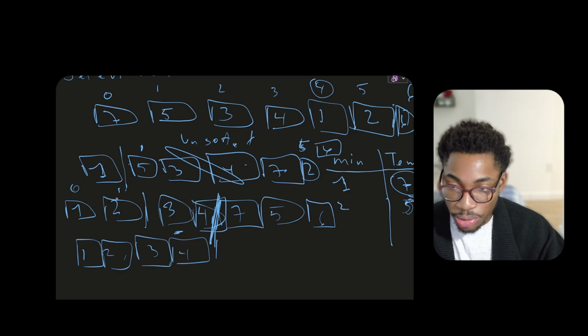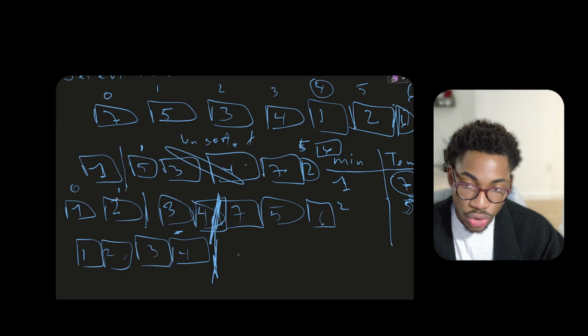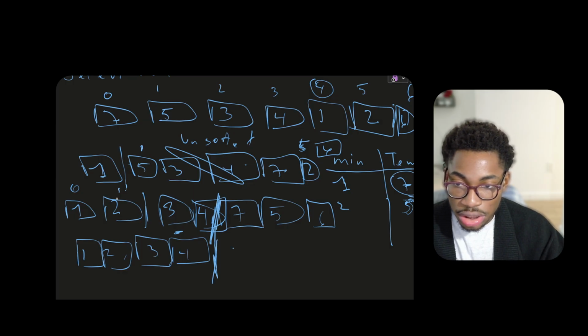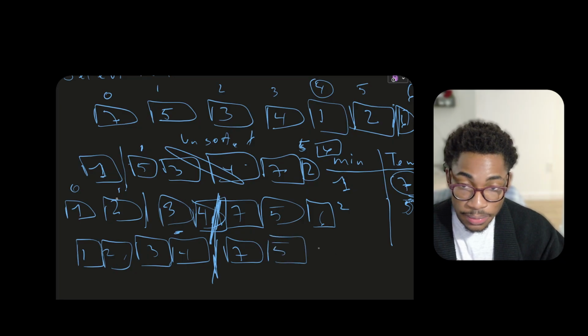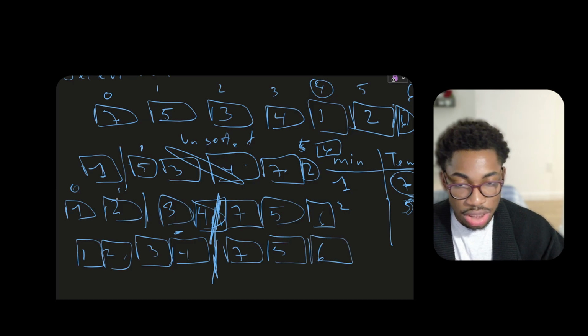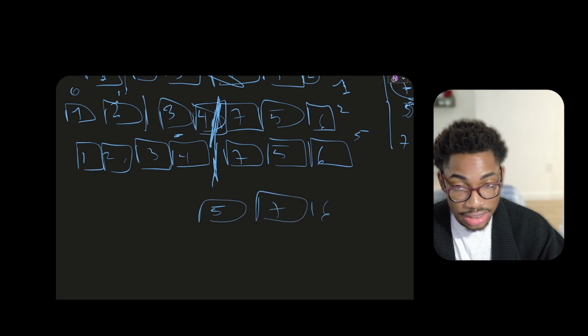So right now, this part right here is sorted. Unsorted elements, we have 7, 5, 6. Does that make sense? Now we're still going to look. We're going to be like, wow, what is the minimum value here? The minimum value is going to be 5. And then the temporary value is going to be 7. So it's going to be 5, and then 7, and then 6.